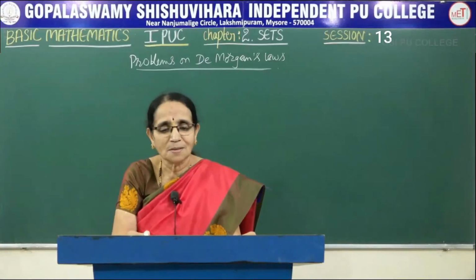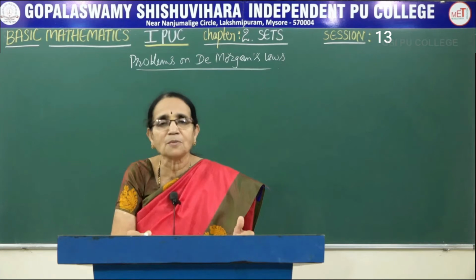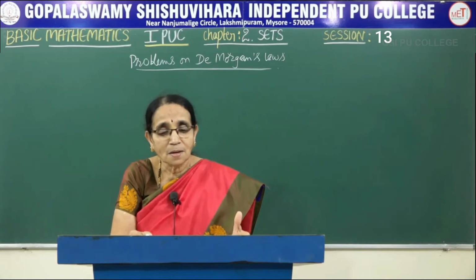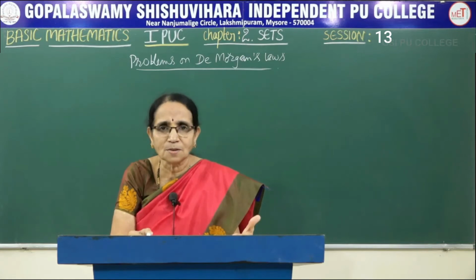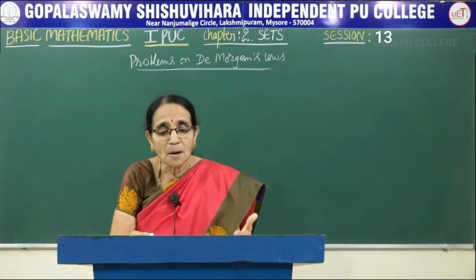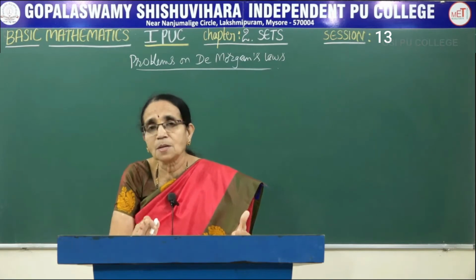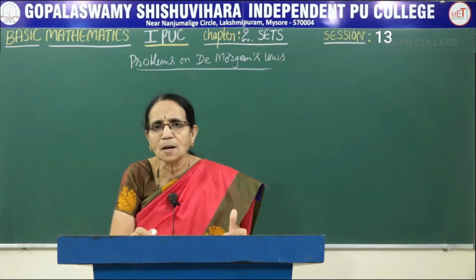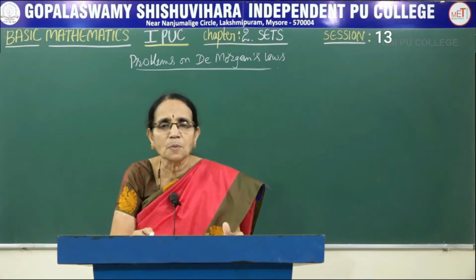Good morning, students. You have learnt about the definition of a complement of a set, and the properties of the complementation of the set. And we have worked out some problems also, where we have calculated A dash, given A and the universal set U. Now, there is an important law which is called De Morgan's law. I have given that under the properties of the complement of a set.